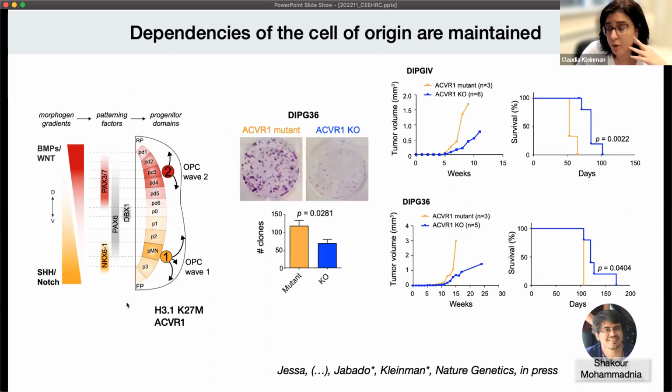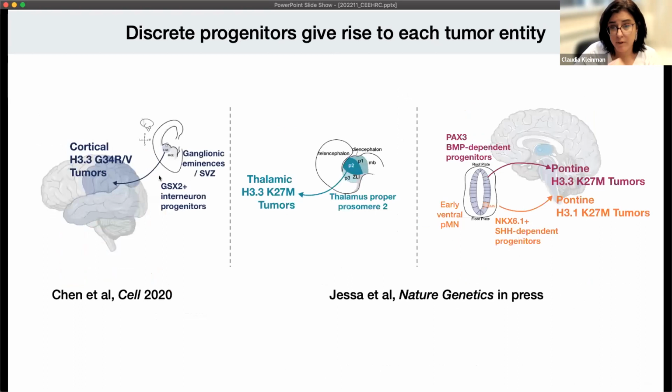So the main point here is that the properties of the cell of origin are hardwired in the networks of the gene. In this case, it's not necessarily an epigenome conformation like it was in the G34, but a very robust molecular phenotype that will take ACVR1 and BMP as an ectopic signal that produces transformation, and not necessarily in the dorsal BMPs that know how to deal with it.